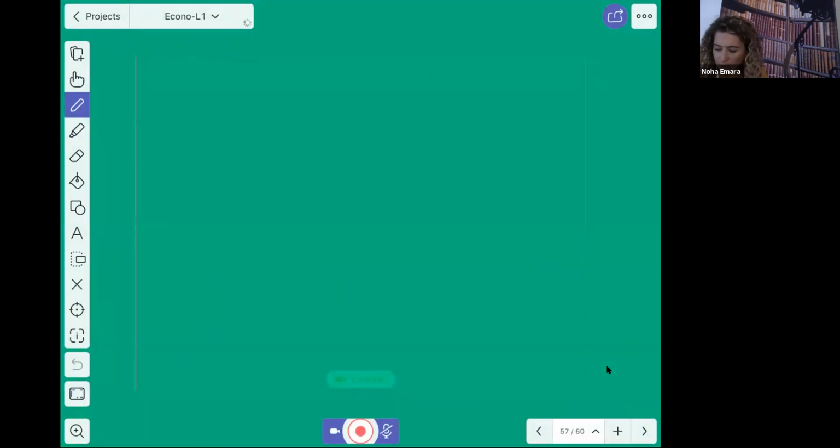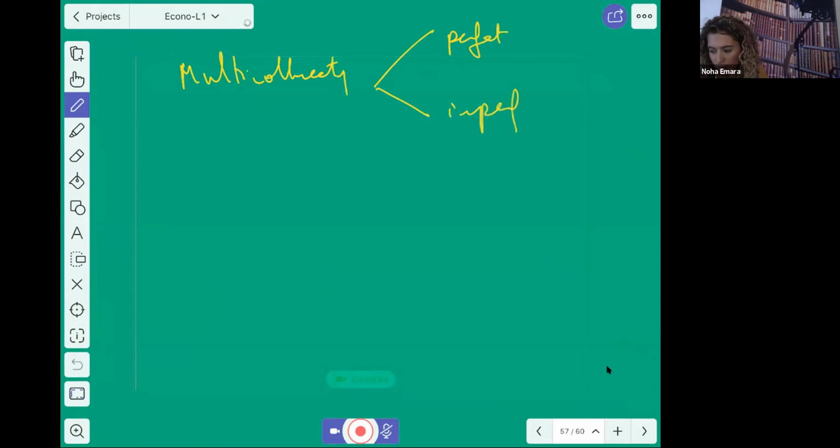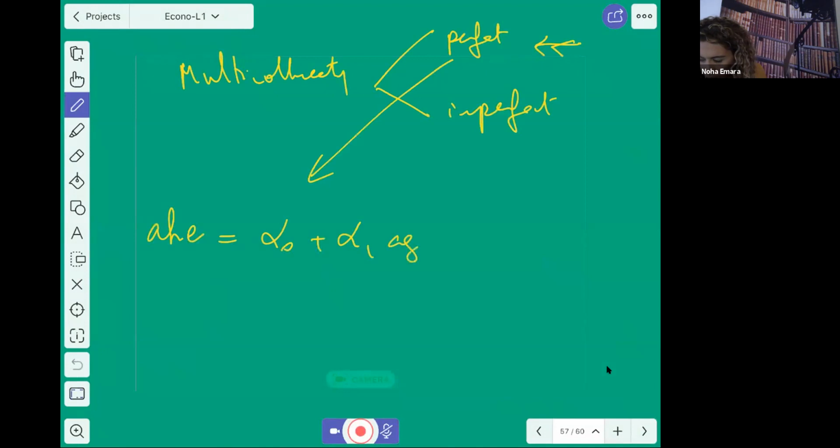So anytime you see me writing just multicollinearity like this, I want you to remember that there are two versions, perfect and imperfect. I don't deal with perfect because I assume that we don't have it. What is perfect? An example of perfect is the example that we just did. Average hourly earning is equal to alpha naught plus alpha 1 age plus alpha 2 female plus alpha 3 age plus ui.